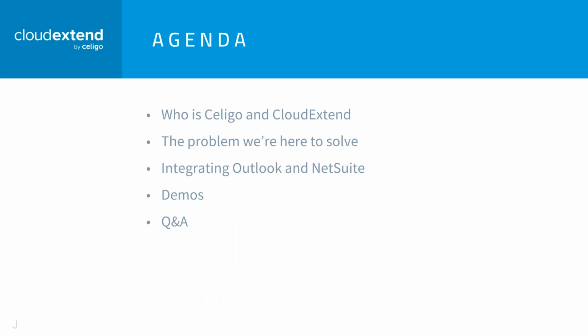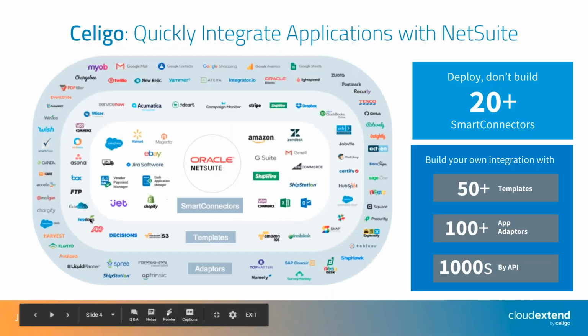Thank you, Lisa. Welcome, everyone. So let's jump right into the agenda for today. First, I will give a quick overview of who Celigo is, and then who CloudExtend and the CloudExtend team at Celigo is. I'll then hand it over to Chris, who will talk a little bit about the problem NetSuite and Outlook users face, and then he will discuss integrating Outlook with NetSuite. At that point, we'll do some live demos and then open it up for a Q&A session.